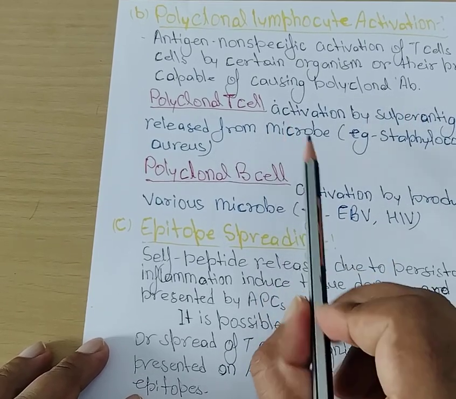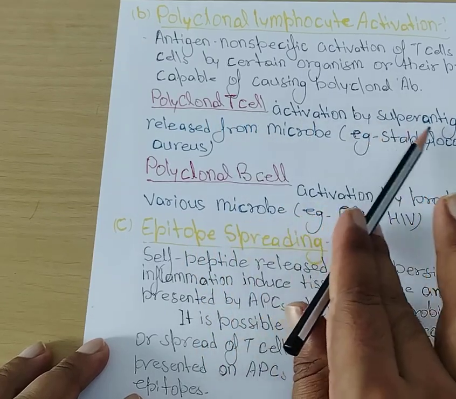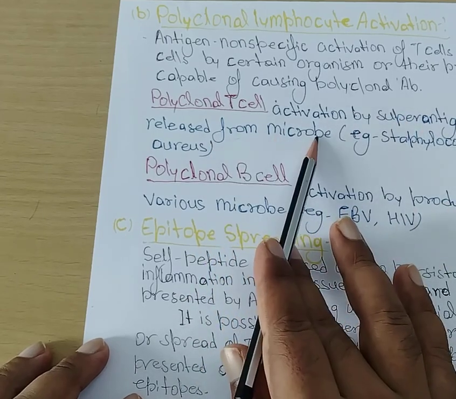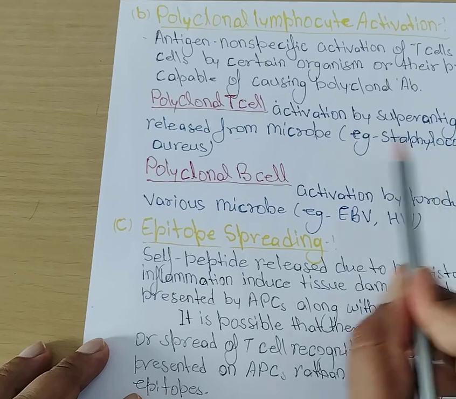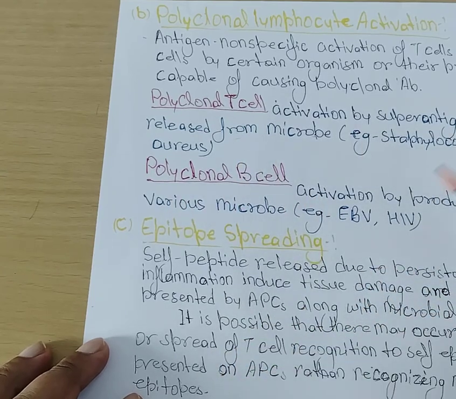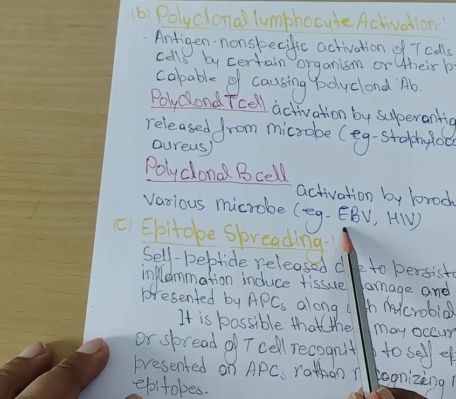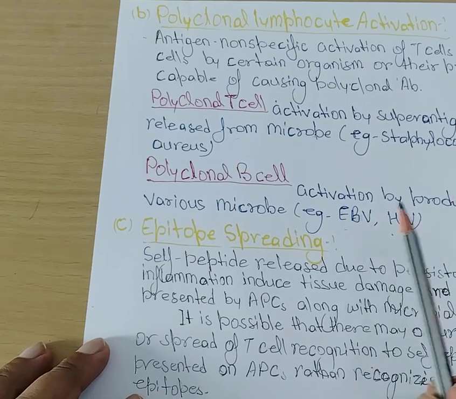This is seen in polyclonal T cell activation by superantigens released from microbes, for example Staphylococcus aureus, and polyclonal B cell activation by products of various microbes, for example Epstein-Barr virus and HIV.